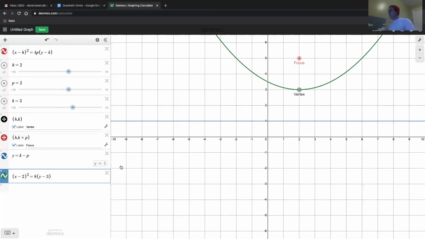Okay, so notice, yep, it came out in green, so that matches, right? So this right here, 8, that is my focal width. Check it out. At the focus, I got 1, 2, 3, 4, 5, 6, 7, 8. It's 8 wide at the focus. That's my focal width right there. p by itself, right? That 2 is this distance right here and this distance right here. Kind of neat.